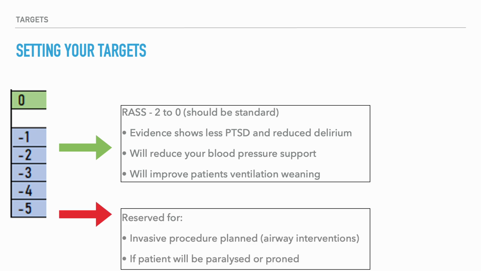But there are times when we need to do RAS of -5, and that is for invasive procedures. Now obviously if we're intubating a patient, we give a big enough dose that they won't recall the intubation. But if a patient is having paralysis as part of their therapies, we also need to be aiming for that RAS -5 so that they're not aware when they try to move.